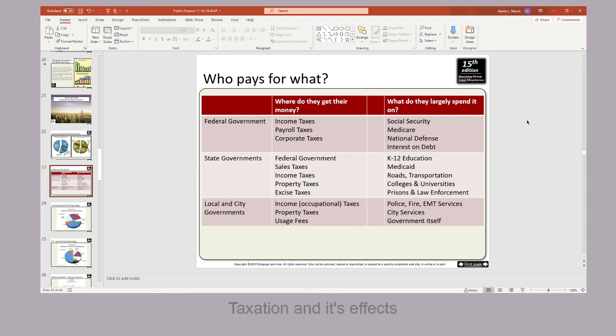Our state government, as we saw, gets money from transfers from the federal government, sales tax, income tax, property tax. State government's largest expense is K through 12 education. This is where this is paid for at the state level. K through 12 education is your state's largest expense item. Other large expense items for your state include Medicaid. Medicaid is the government-run system of health insurance for those of low income, and a lot of kids are on Medicaid systems.